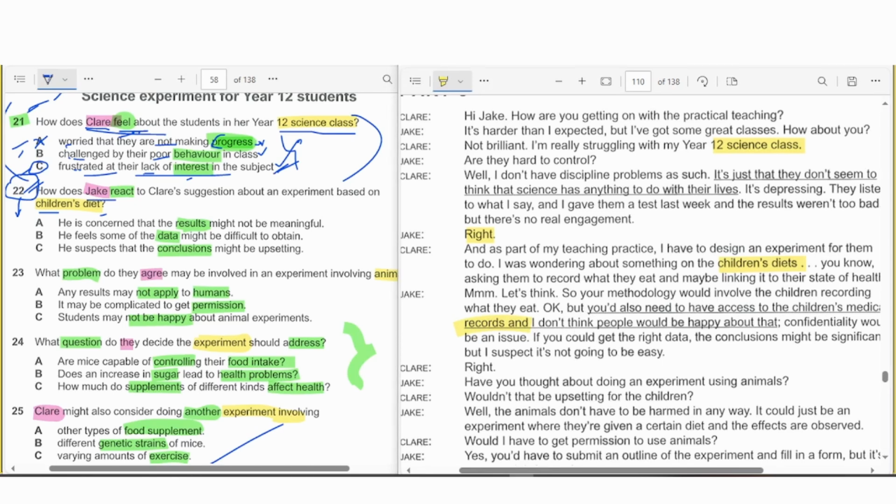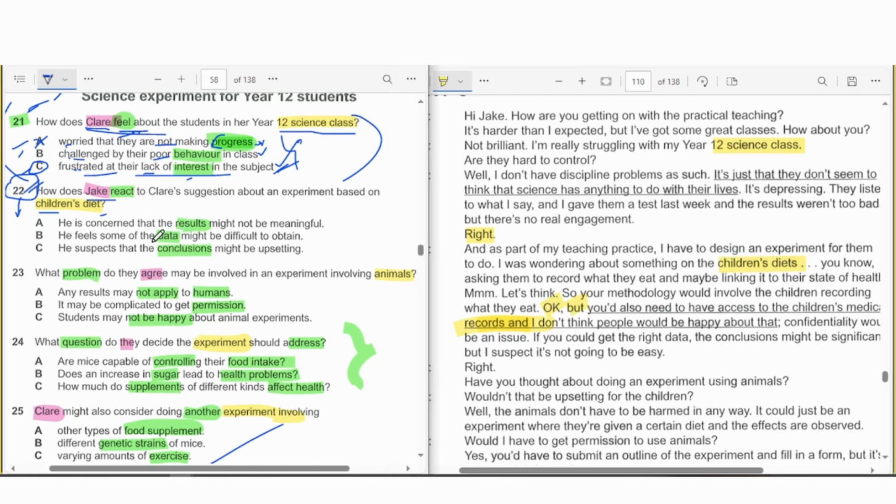Okay, let's listen to it a little bit again. "Recording what they eat, okay, but you'd also need to have access to the children's medical records, and I don't think people would be happy about that." Right? People would be happy about that. So records, medical records, and they see what they did. They started with a yes-type word. They started with the but. Okay, yes-type word, but. All right, and then they're talking about the records. They're talking about the data here.